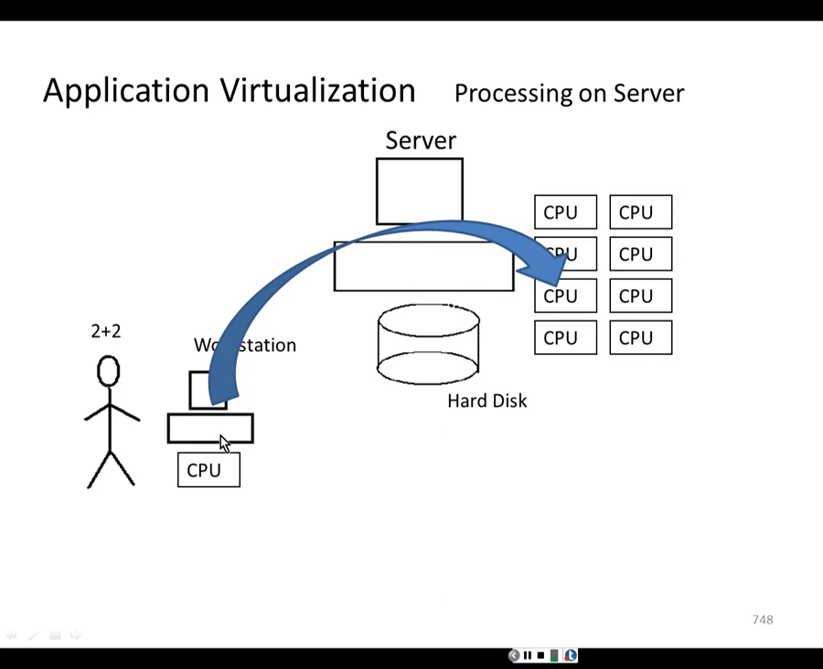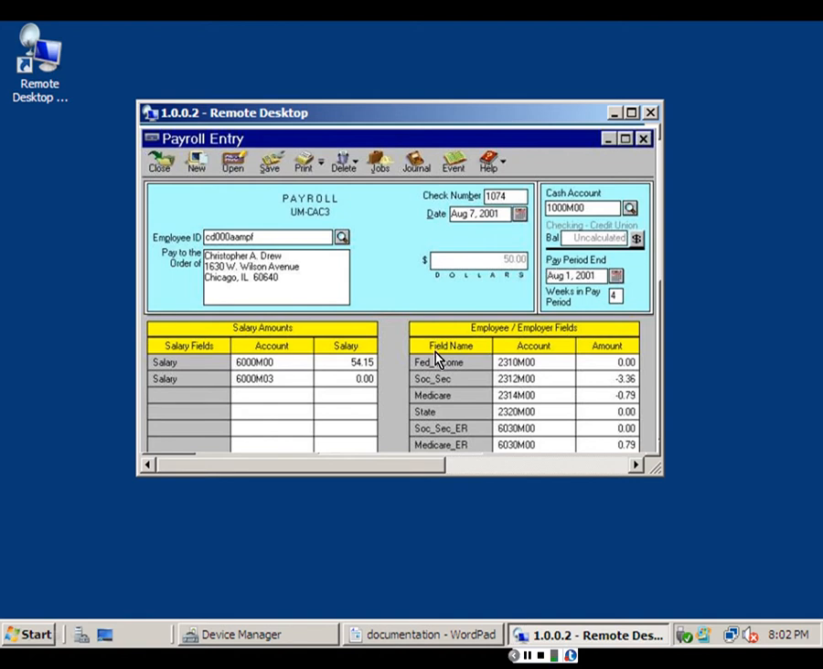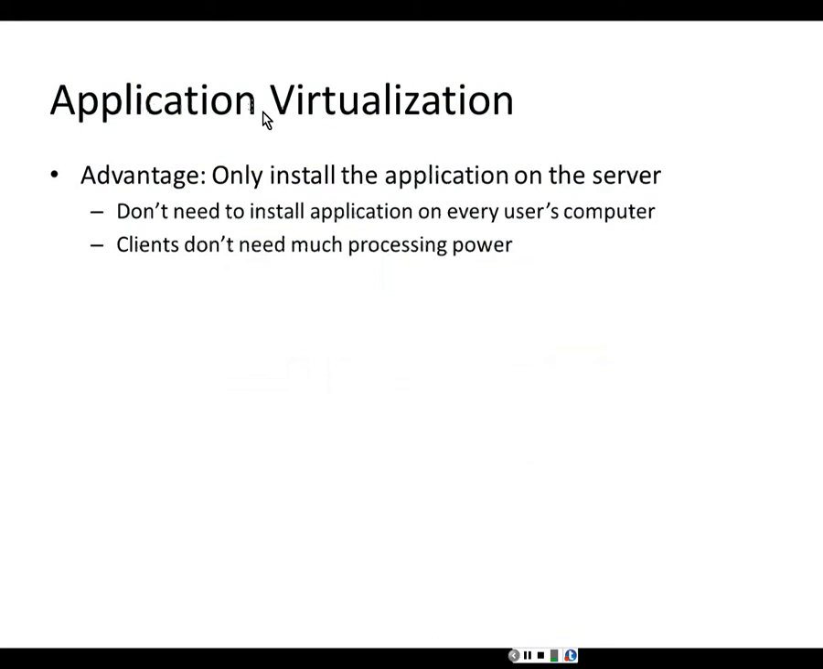Application virtualization is where the application appears to be running on the client's workstation, but it's really running on a remote server. And if the server has a large number of CPUs, then you can see that the user has access to much more processing power. Here's an example of a virtual application. It's a payroll application, and I am calculating somebody's paycheck for the week. And if you look at this, it looks like I am running it on my own computer. But if you look a little more closely, it shows that we are using a remote desktop. And with a remote desktop, you are actually running the application on a remote computer.